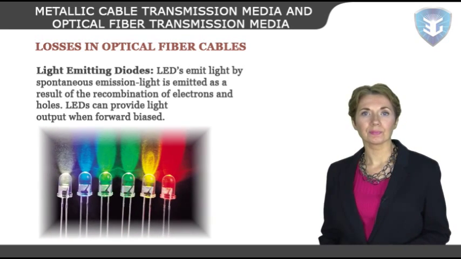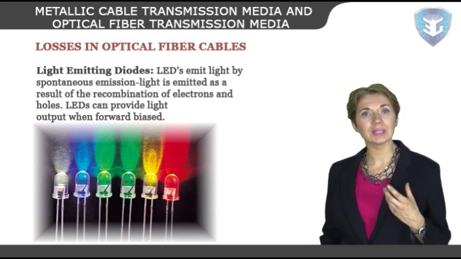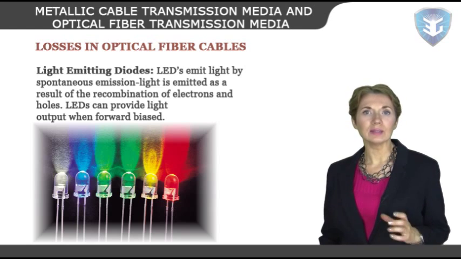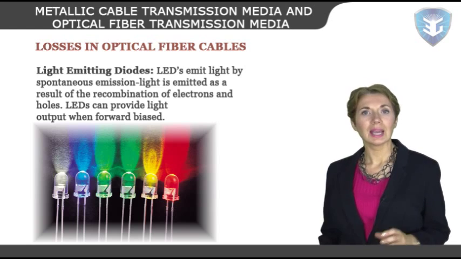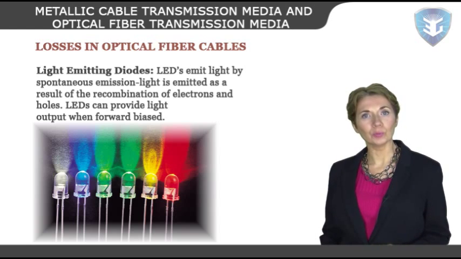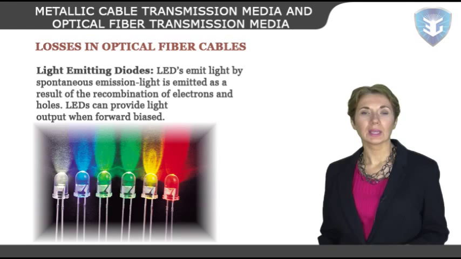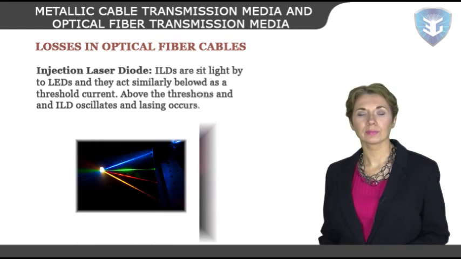Light-emitting diodes. LEDs emit light by spontaneous emission. Light is emitted as a result of the recombination of electrons and holes. LEDs can provide light output when forward biased. The LED has a low output power, slower switching speed, and greater spectral width, hence more dispersion.